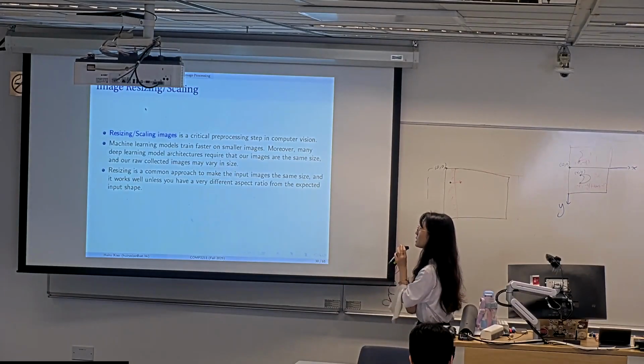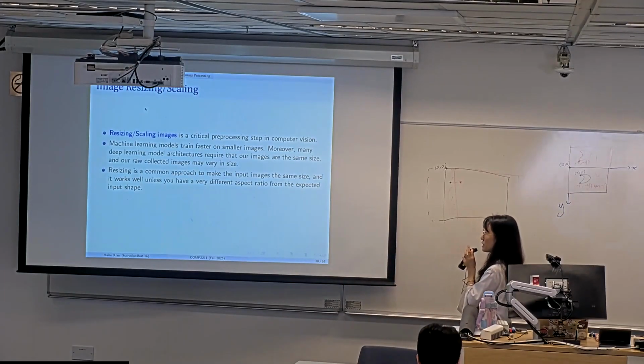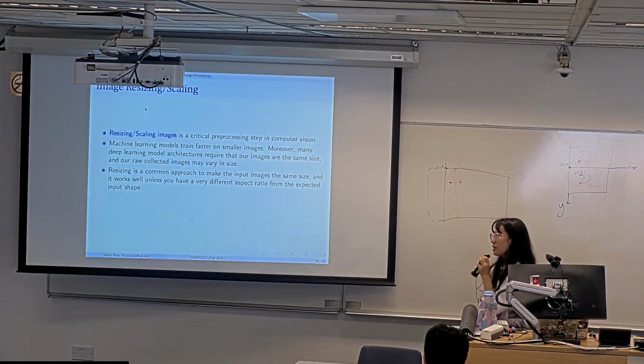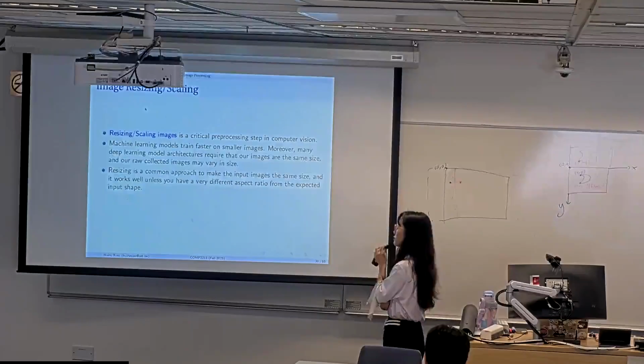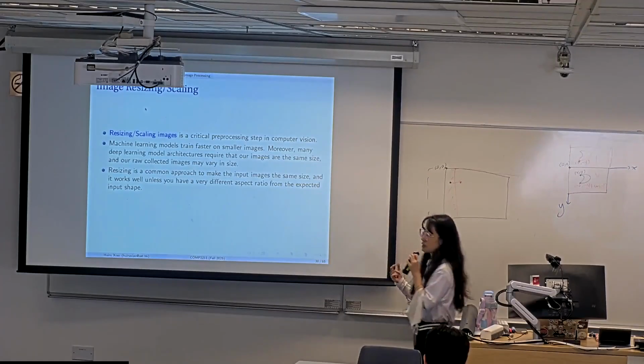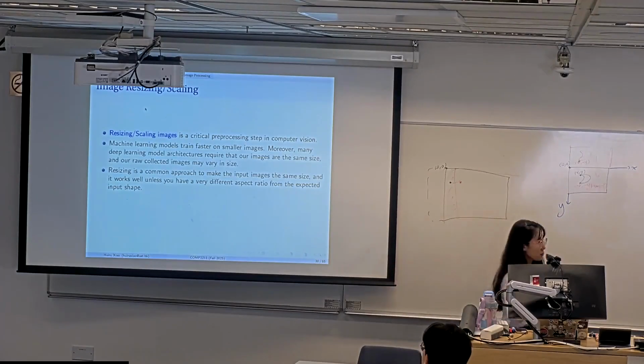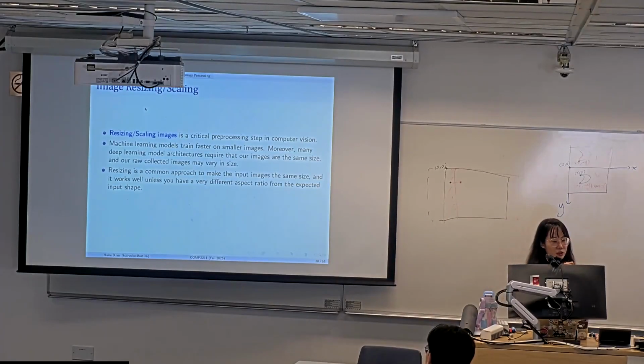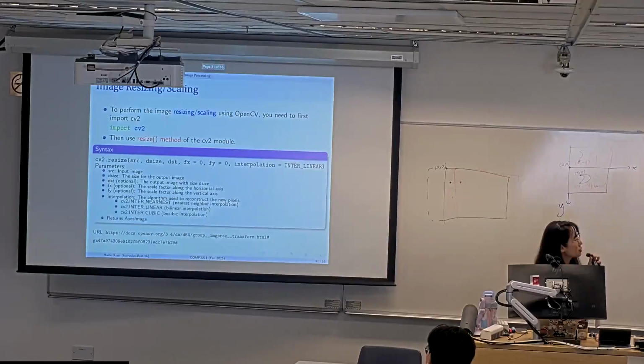So resizing is a common approach to make the input imagery the same size, and it works well unless you have a very different aspect ratio from the expected input shape. By the way, resizing and scaling is also a affine transformation. But here we use a different way. That means we are not using the OpenCV warpAffine to implement that. We can directly implement it because this scaling is relatively easy. So we can use this resize method.